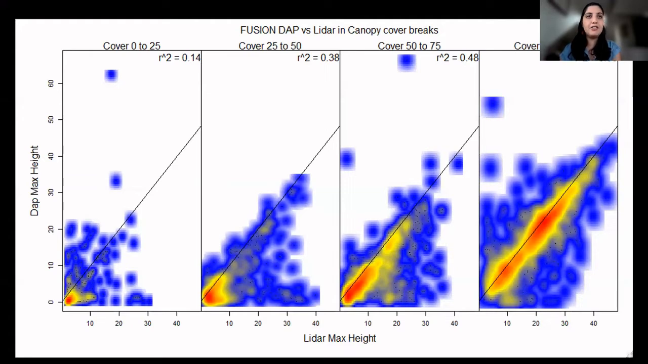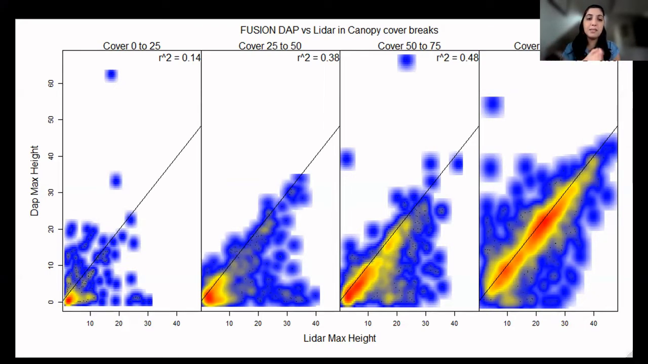This is a graph showing you that same concept I described, where I'm comparing LiDAR-derived max heights of trees versus DAP-derived max heights of trees. Each figure is binned by 25% of canopy cover. On the leftmost, you've got 0 to 25% canopy cover, and as you go towards the right, it increases. As you can see on the left-hand side, we've got the weakest relationship, and as you increase the canopy cover, the two are more related in that one-to-one relationship.